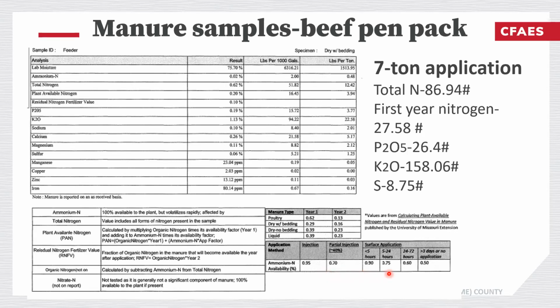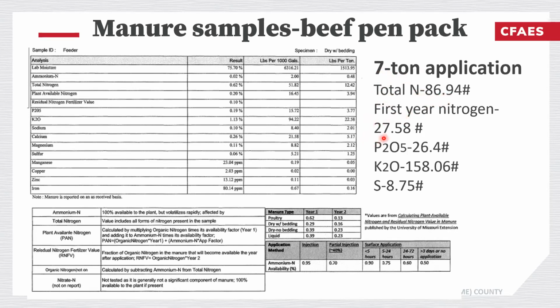And another thing we need to think about, and I often tell growers, when you drive by your field and you smell that manure, it's not really the smell of manure, it's the smell of money leaving your operation, because a lot of that smell is that ammonia gassing off. We continue to look at this test. If we think about nitrogen, if we're going to make a 7-ton application, total nitrogen, that's 86 pounds, about 87 pounds of nitrogen we put onto the field.